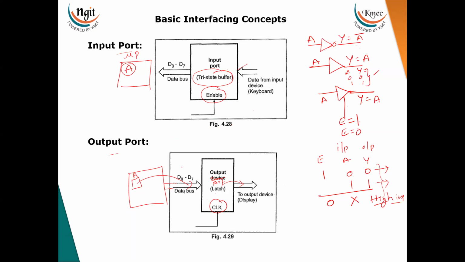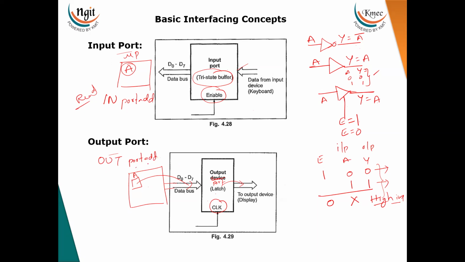So this is about the input port and output port. Now here, how do we read the data from the input device? By using the IN instruction with a port address. This is the instruction used to read the data from the input device. And how do we send the data to the output device? The instruction is OUT and the port address.